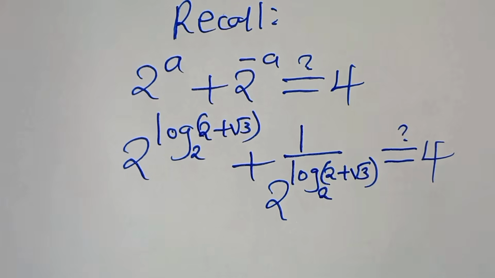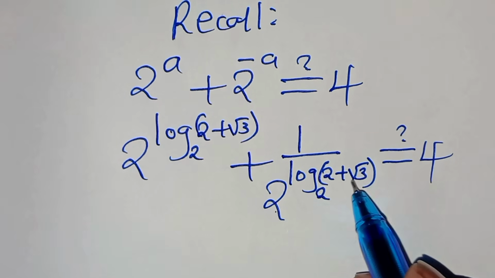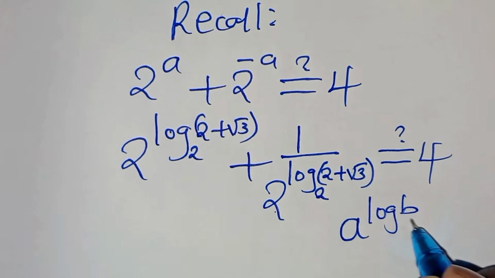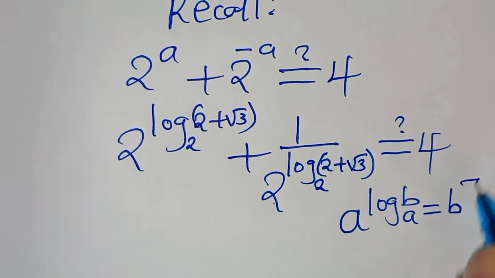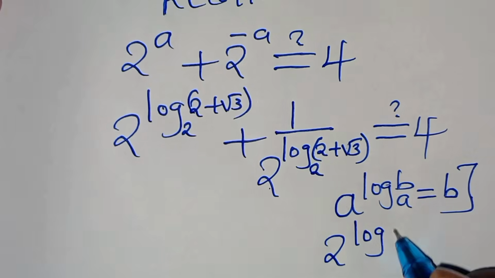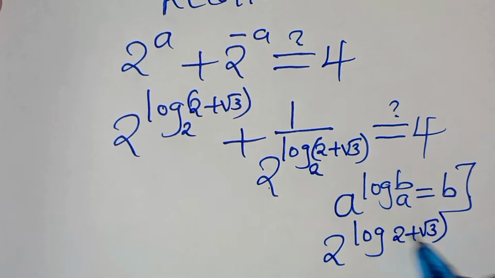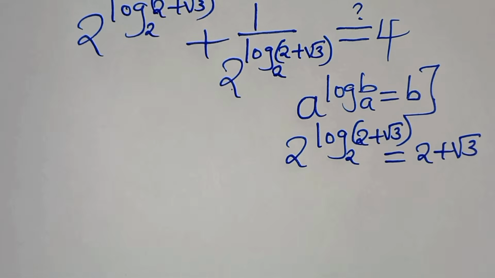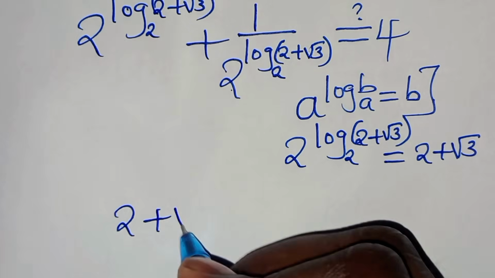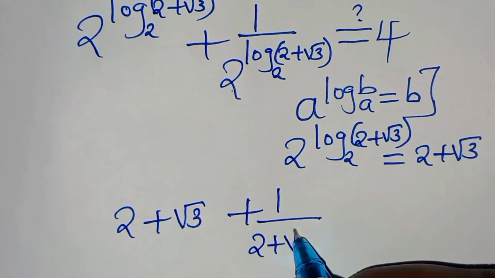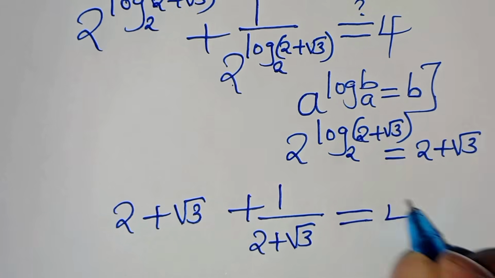Now, we have that 2 to the power of log base 2 of (2 plus square root of 3). This is in the form of a to the power of log b to base a, and this is equal to b. Applying this property, this implies that 2 to the power of log base 2 of (2 plus square root of 3) should give us a value of 2 plus square root of 3. So we have 2 plus square root of 3 plus 1 over 2 plus square root of 3. This is equal to 4.